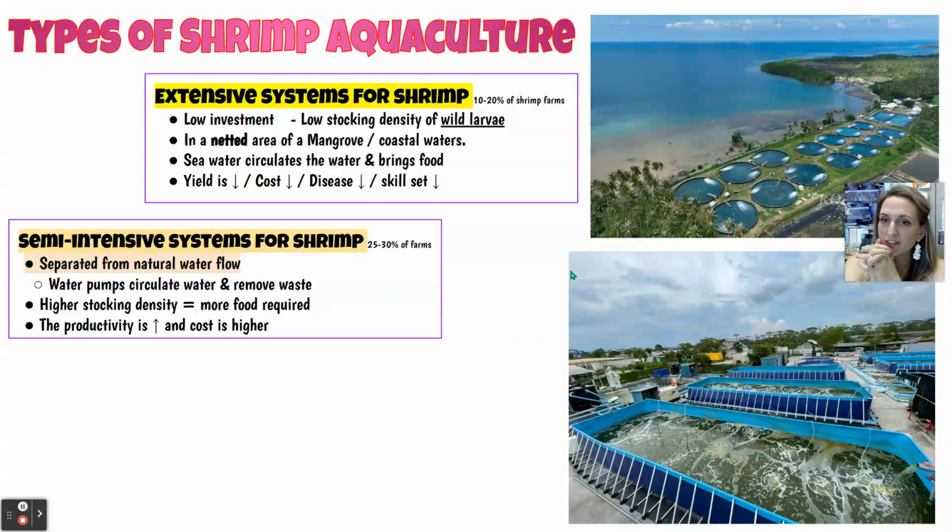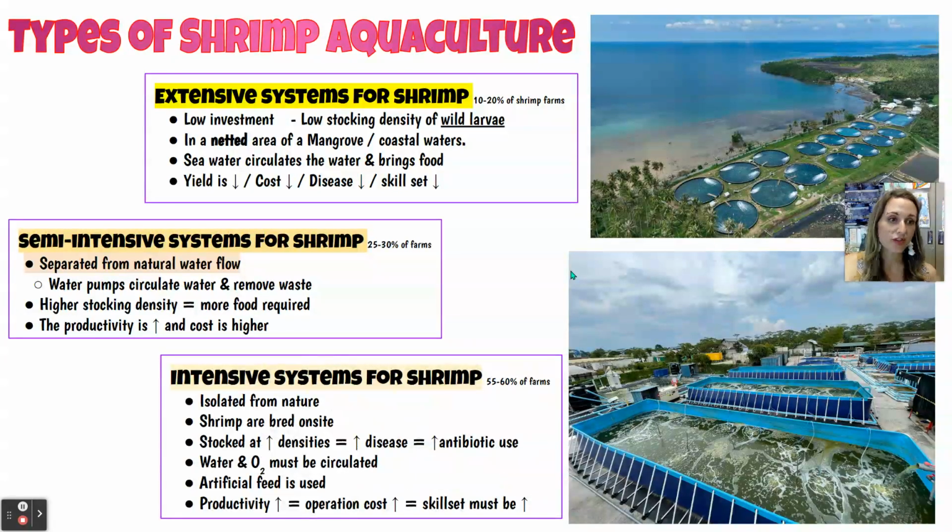The semi-intensive, this is separated from natural water. They might pump in natural water, but it's not necessarily attached to it. It's separated from natural water flow. Water is going to be pumped and circulated to remove waste. There's a higher stocking density, so more food is required, and this is something humans have to do, feeding them on a schedule, specifically their amount for their size. Productivity is high, and the cost is higher.